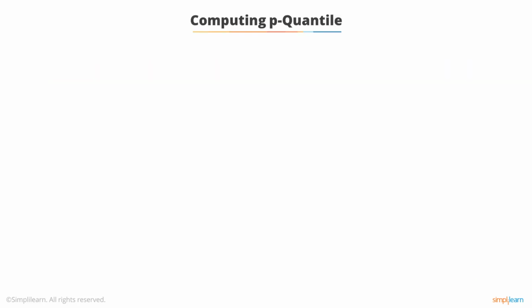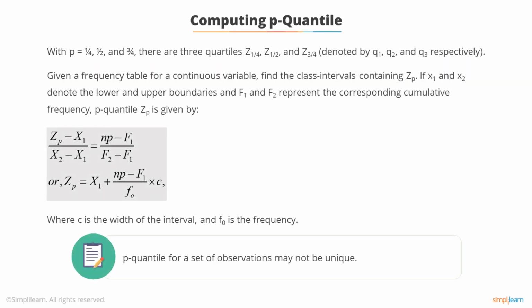So when we're looking to compute the p quantile, with p at the 1/4, 1/2, and 3/4 mark, there are 3 quartiles, z sub 1/4, z sub 1/2, and z sub 3/4, denoted by q1, q2, and q3 respectively.